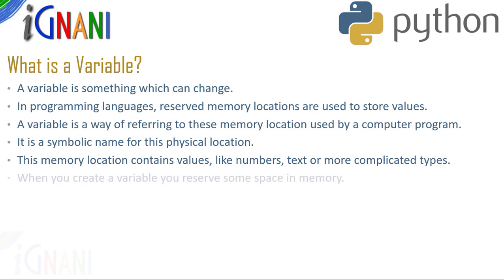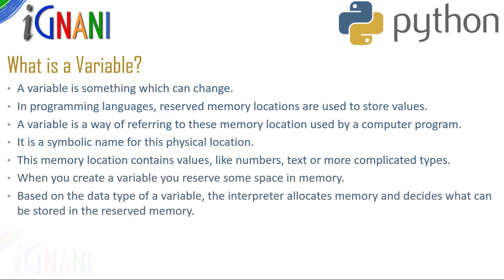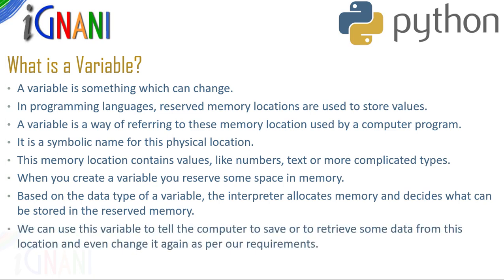This means that when you create a variable, you reserve some space in memory. Based on the data type of a variable, the interpreter allocates memory and decides what can be stored in the reserved memory. Therefore, by assigning different types to variables, you can store integers, decimals, or characters in these variables. We can use these variables to tell the computer to save some data in the location or to retrieve some data from this location and even change it again as per our requirements.